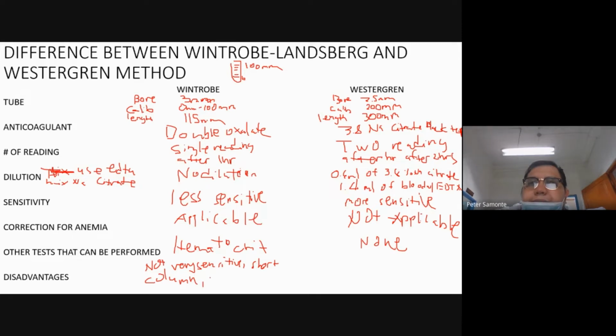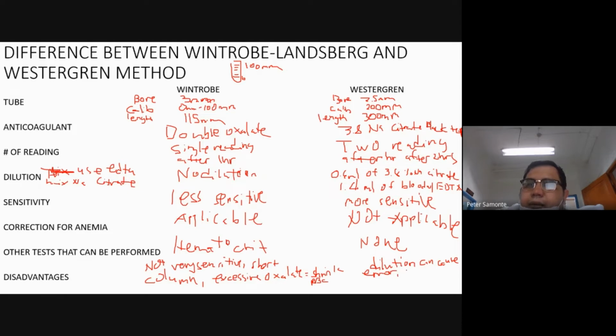Ano pa ba? Excessive oxalate. So let's say na yung double oxalate na na-prepared is hindi tama yung concentration or yung amount, magkakaroon ka ng excessive oxalate. So kapag excessive ang oxalate nyo, class, mag-shrink si RBC nyo. And then naman dito, dilution. So Westergren naman, dilution can cause errors.